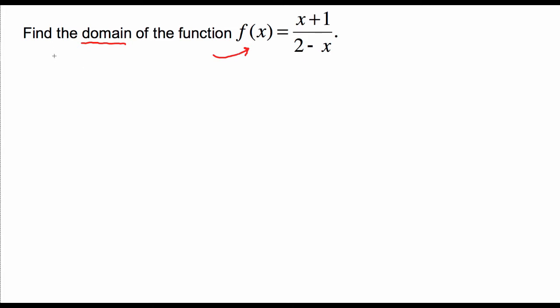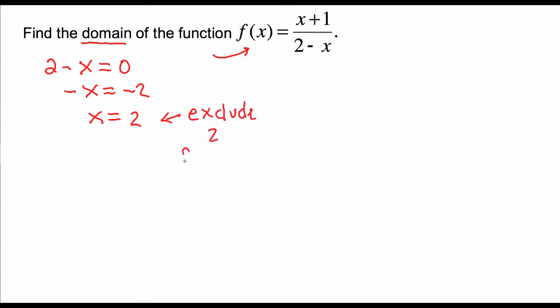What this means is we take the denominator, 2 minus x, and set it equal to 0, and solve for x. And when I solve for x, I find that x equals 2. And what I want to make sure is that I'm going to exclude 2 from the domain.